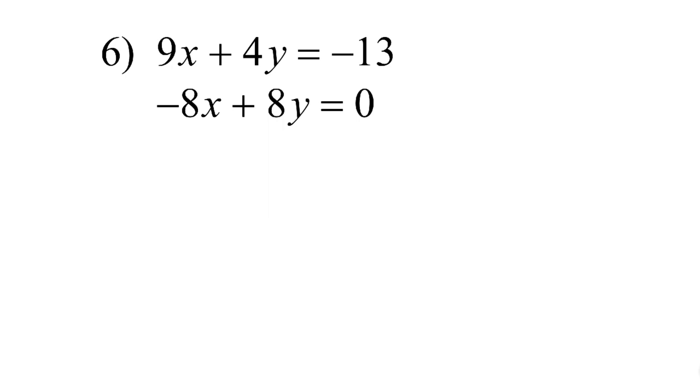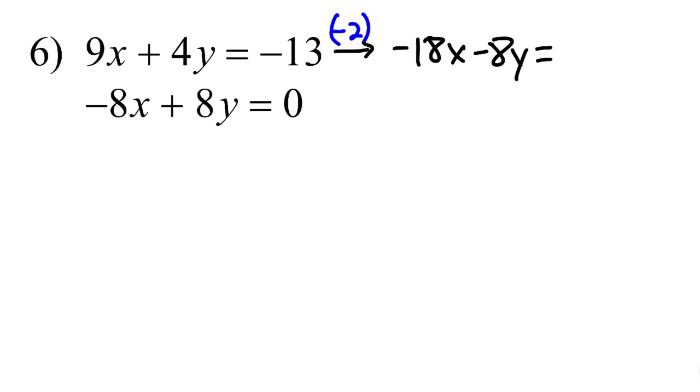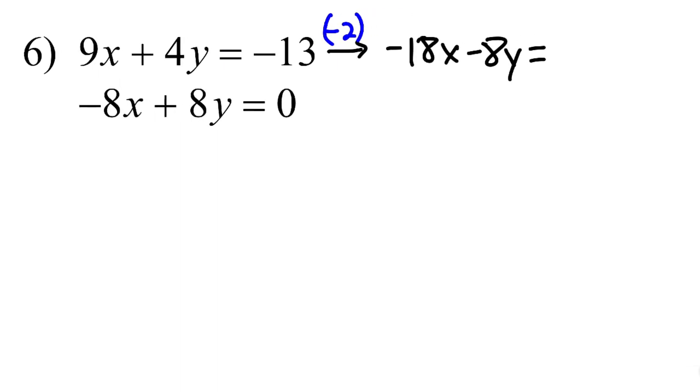not too bad. I see that here I can just multiply this first one by a 2 or a negative 2. It doesn't matter. Well, I'm going to need to subtract in one case or add in the other. So I'm going to take this equation and multiply that by a negative 2. And when I do that, I'm going to get negative 18x minus 8y, I'm just multiplying every term by negative 2, is equal to 26. This one I won't change at all.